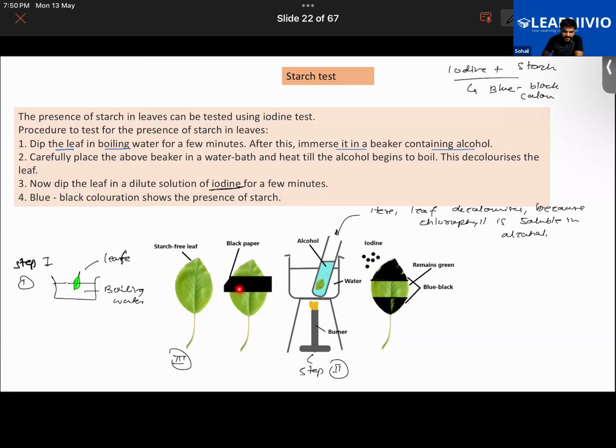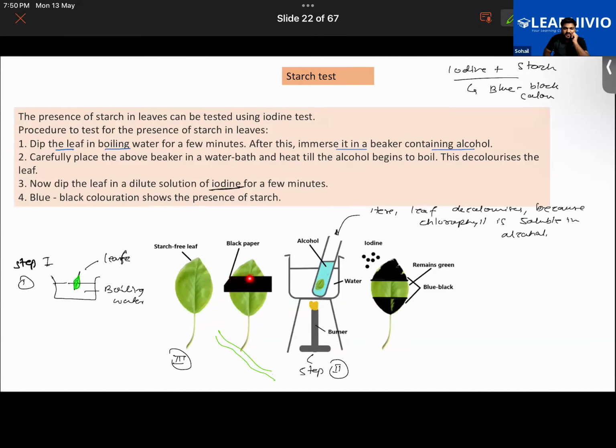While when I have taken another leaf, in this what happened? Say that this leaf was still attached to the plant, and while it was still attached to the plant, at that time I put a black sellotape or black paper on this much part of the leaf. So in this part of the leaf, photosynthesis would not have happened. Photosynthesis did not occur in this part of the leaf, so there was no preparation of starch in this. Try to understand what I'm trying to say.